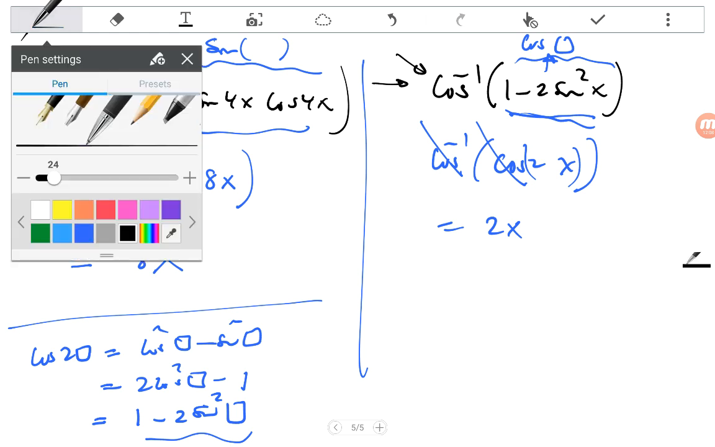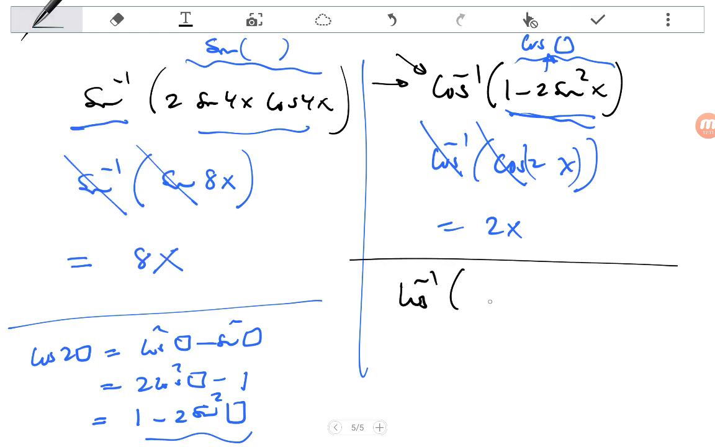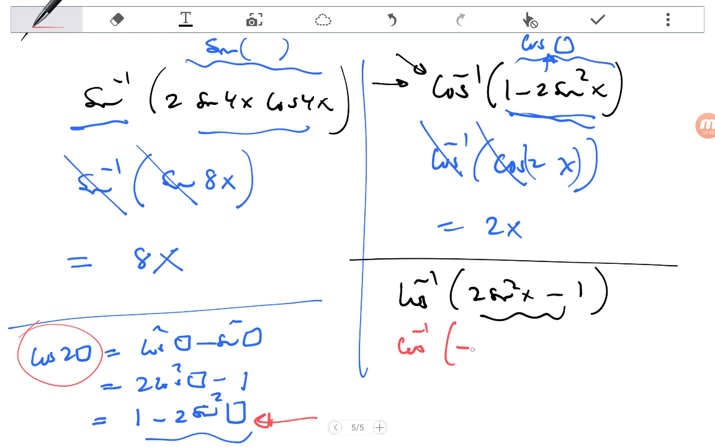What if I write the expression like this? Cosine inverse of 2 sine squared x minus 1. What would that be? 2 sine squared minus 1 is minus the cosine of double the angle. It is just that expression, but with an opposite sign. So that will be cosine inverse of minus cosine of double the angle.